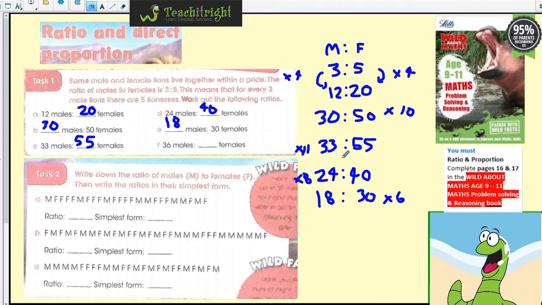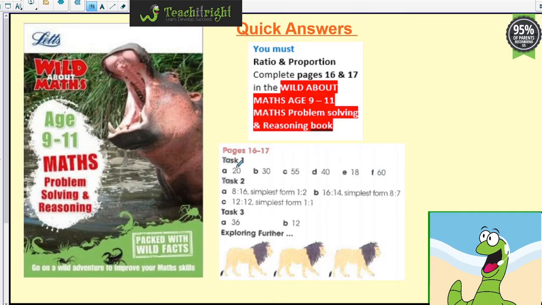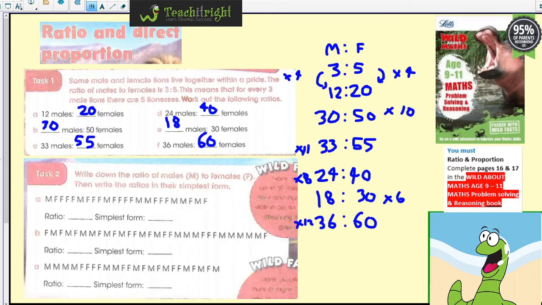And finally, 36. 3 times what gets you to 36? Well, in this case, it's 3 times 12 gets you to 36. So then 5 times 12 is 60. And you can see how I've been really efficient in terms of setting this out and constantly working out what I needed to do. Times 12. And that's how I do task 1. And again, there are the answers.